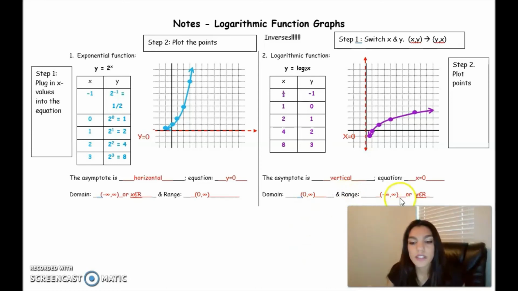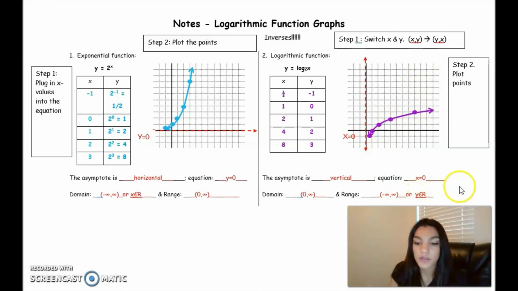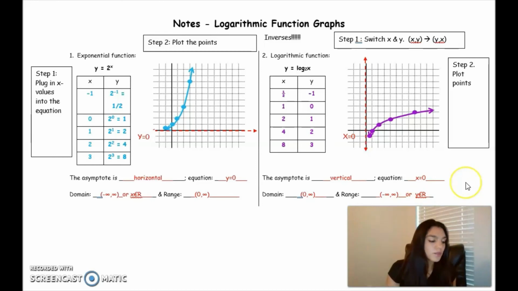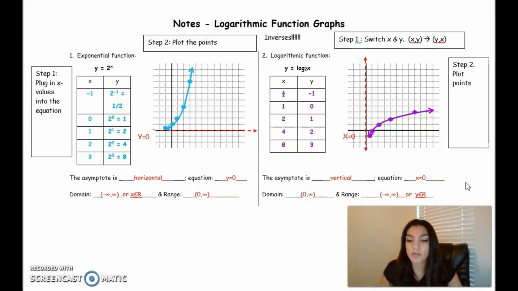As we said, the range was from negative infinity to infinity, or you could write that as y is an element of all real numbers. You guys feel free to pause this video, rewind, slow it down, go back.